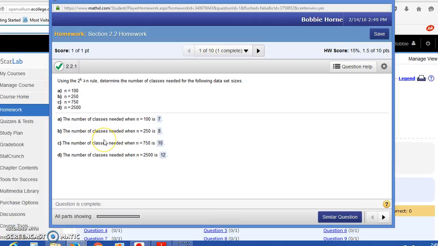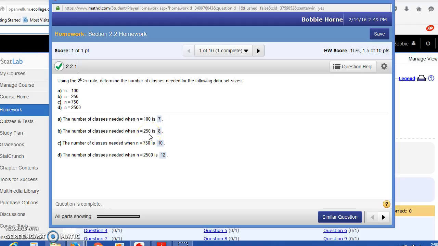Okay, I'm still experimenting with this recording, but I wanted to show you where I calculated the number of classes. To get these numbers, you have to use 2 to the k power. 2 to what power is greater than or equal to these numbers? Well, if you try 2 to the 6th, it's 64, which would not be bigger than 100. So you have to go up to 7, which is 128, which is greater than 100. So your class size, you would have 7 classes.